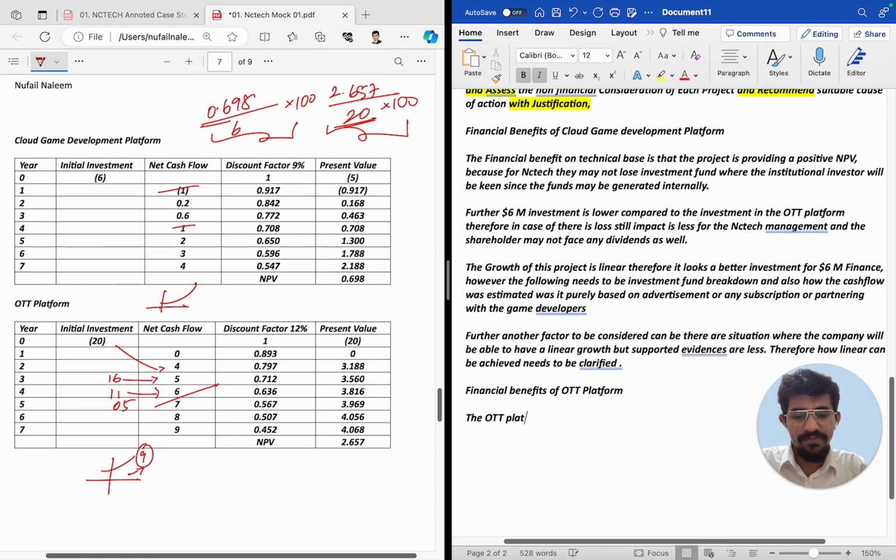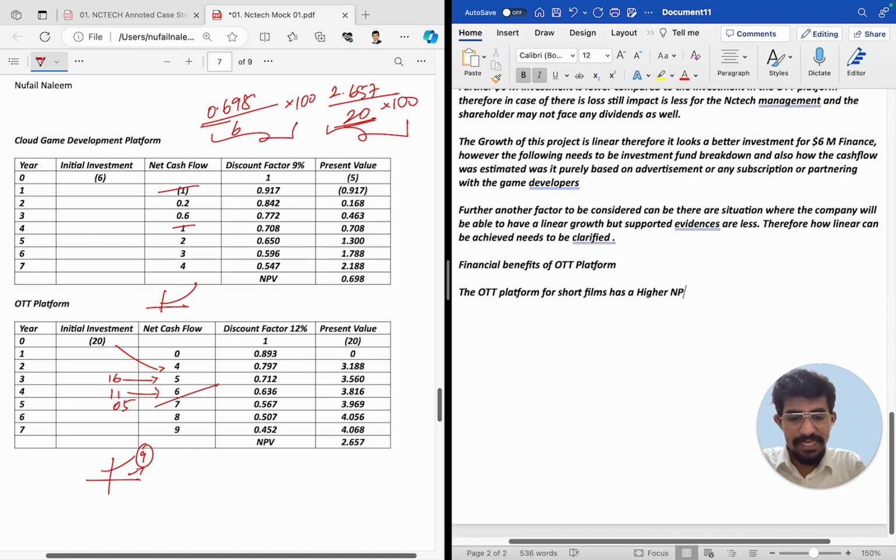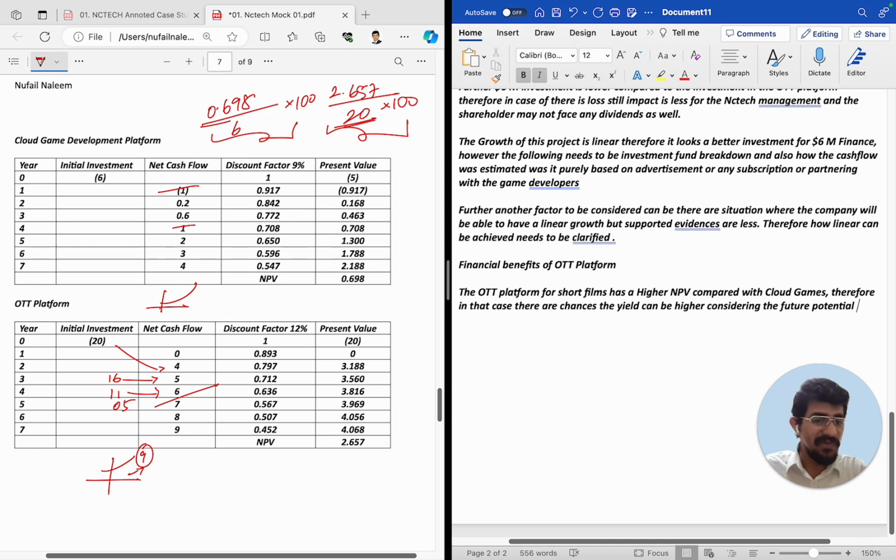The OTT platform for short films has a higher NPV, higher what students? NPV compared with cloud games. Therefore, in that case, there are chances the yield can be higher, considering the future potentials. That is one factor to be considered. Now students, if you observe the skeptical question, what we have to ask here is, however, the ROI is similar for both investments, so I'll just write it down in this case.